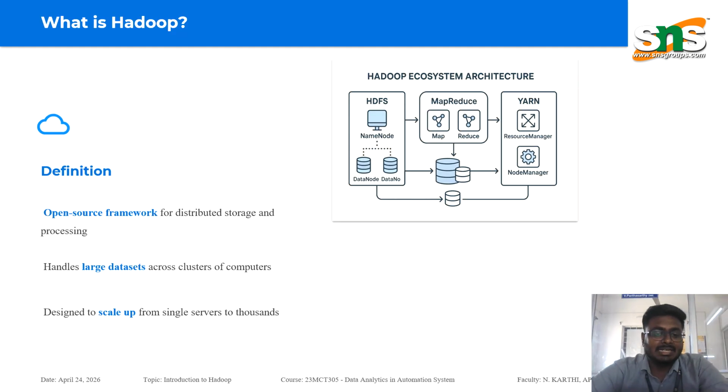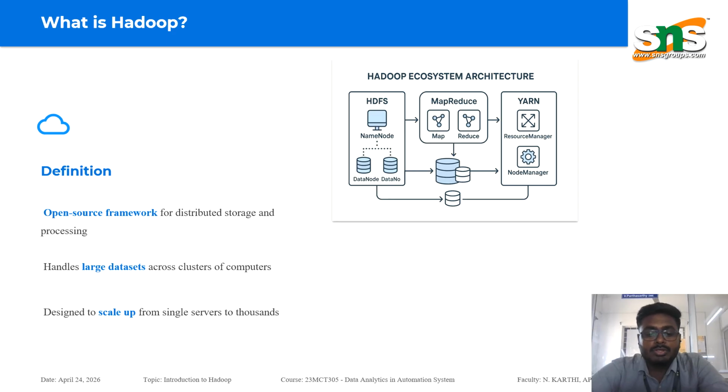So what exactly is Hadoop? Hadoop is an open source framework designed to store and process huge volumes of data across clusters of computers. Instead of relying on a single powerful system, Hadoop distributes data across many systems, making it highly scalable. It can handle structured, semi-structured and unstructured data. One of the key advantages is that it can scale from a single server to thousands of machines, making it ideal for big data applications.